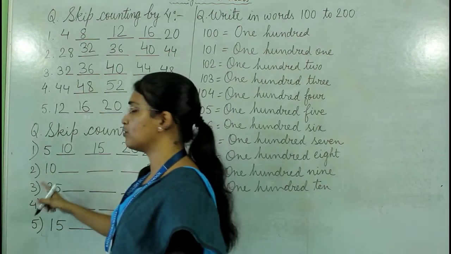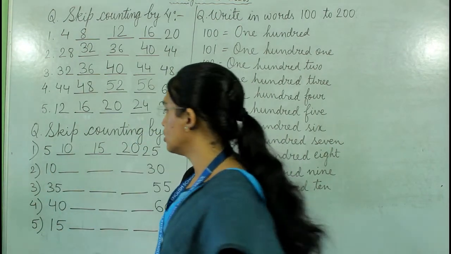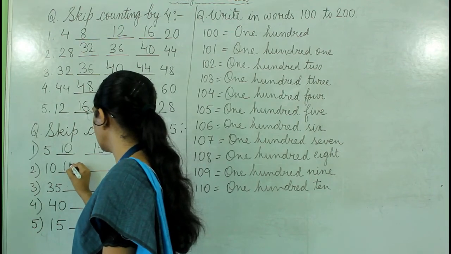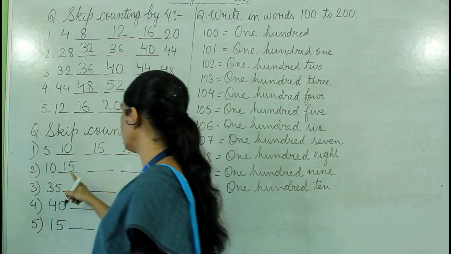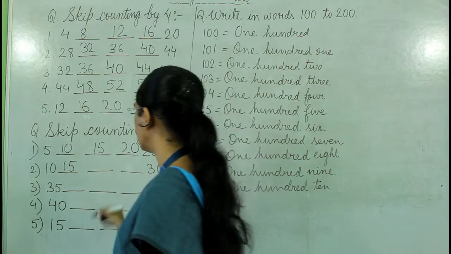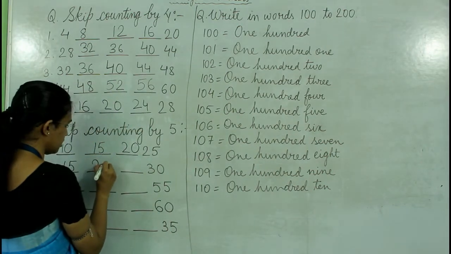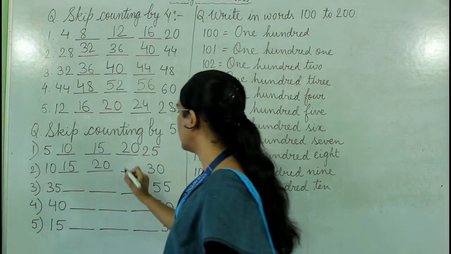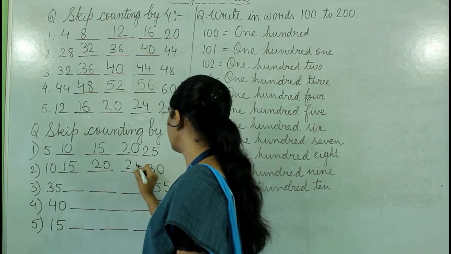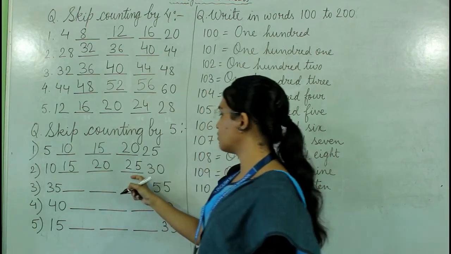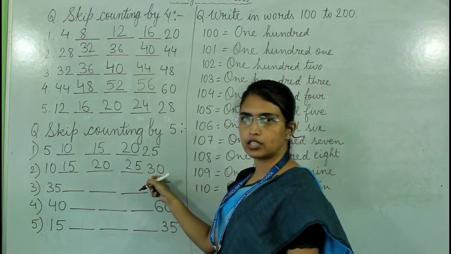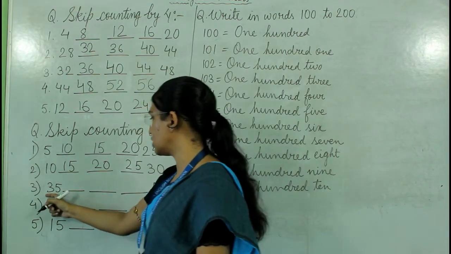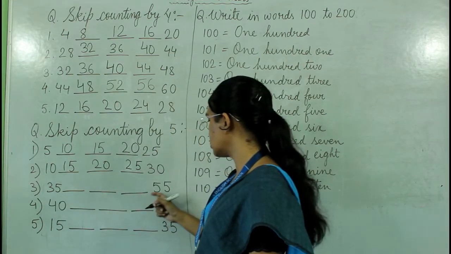So from 10, if you skip another 5 numbers, you will get 15. So from 15, if you skip another 5 numbers, you will get 20. From 20, if you skip another 5 numbers, you will get 25. And from 25, if you skip another 5 numbers, you will get 30. Now question number 3. Here the question is 35 dash dash dash 55.